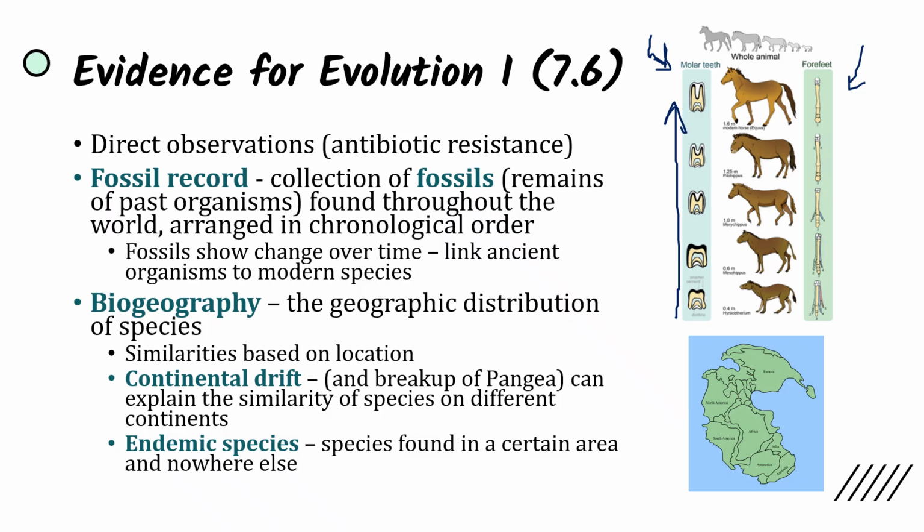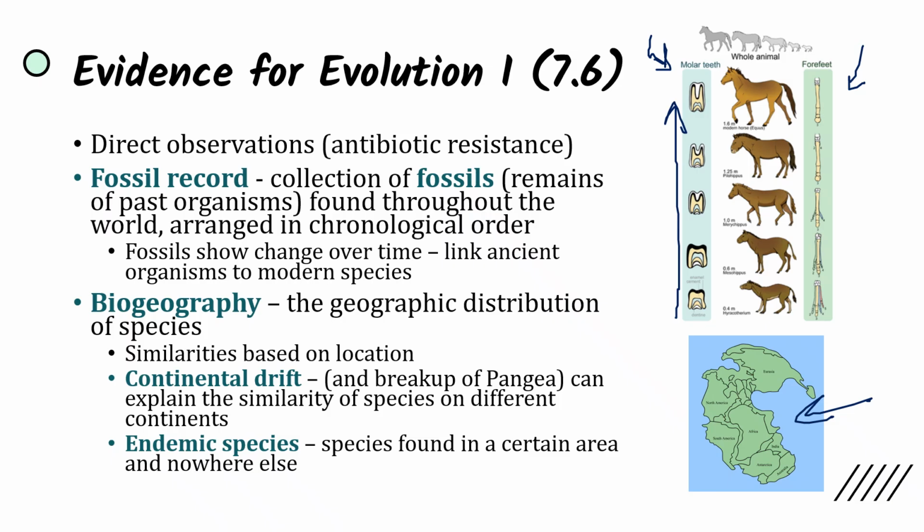We also see continental drift and the breakup of Pangaea, which is the supercontinent that existed before we had our 7 continents. Once that broke up and started to move apart, that's continental drift, and that can explain the similarity of species on different continents, because at one point they could have been very, very close to each other, even though now they're halfway across the world from each other. Lastly, we have endemic species, which are species found in a certain area and nowhere else.